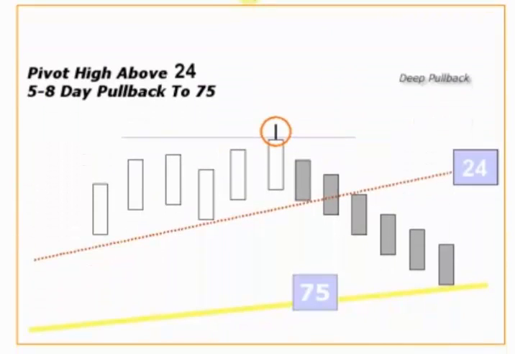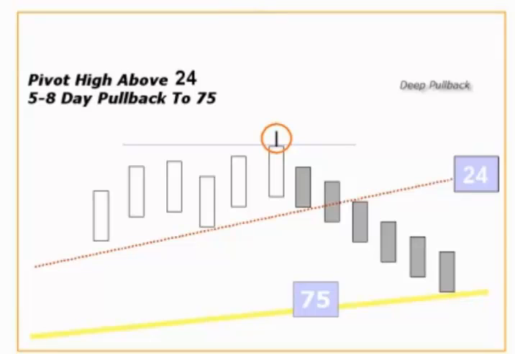So here's your typical deep pullback. The pivot high tends to be above the 24, but the pullback tends to go below the 24 down to the 75. Okay? Now again, there's a lot more to this. The deep pullback has like 5 variations. Okay? Because again, there's a lot of wacky ways that stocks can behave.